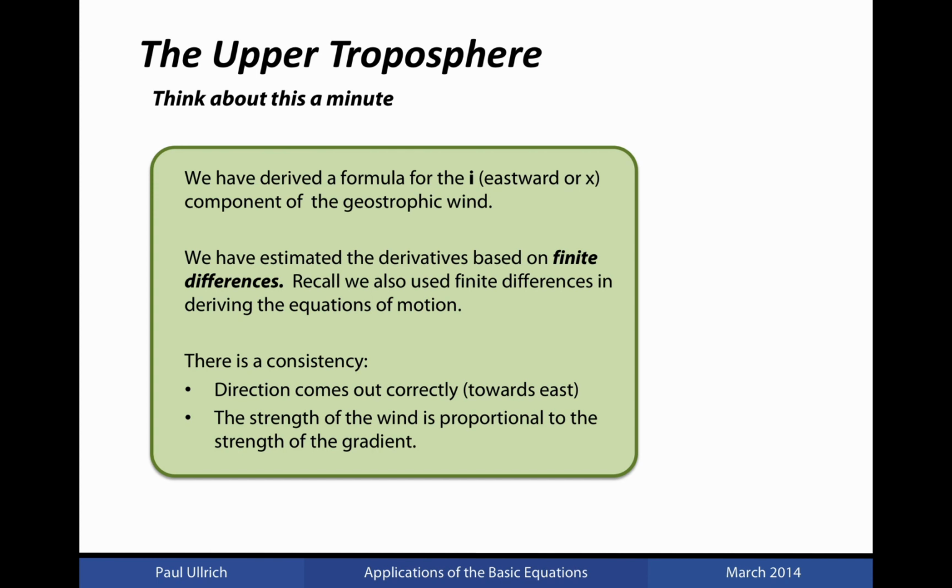All right, so just to review what we've done then, we've estimated the derivatives of the geostrophic balance relationship using finite differences. This finite difference relationship then allows us to estimate the magnitude of the flow, and it allows us to conclude that if you have more bunching of geopotential height contours, then you will also have a stronger geostrophic wind. In this case, there's also consistency with what we would expect from the equations of motion. The direction comes out correctly. That is, we have that the geostrophic flow is going to be directed to the east when the pressure gradient force is directed to the north, and that the strength of the wind is proportional to the strength of the gradient experienced by the fluid parcel.